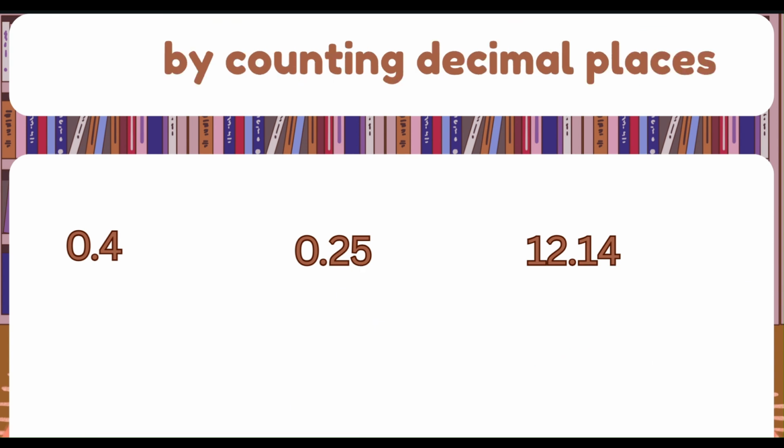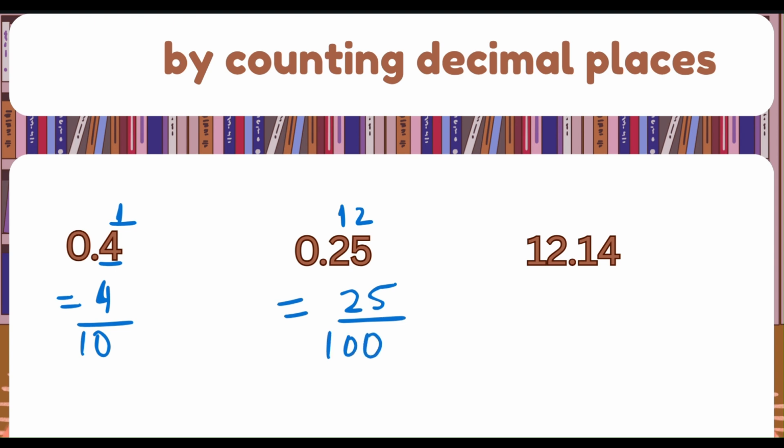Now let's solve it by counting the decimal places. So let's have a look at the first question, point 4. So you know that there is one decimal place over here. So what do we do? We write the number as it is and then we place a 1 and then put as many zeros as the number of decimal places in the question. Let's have a look at the second one. So we write the number as it is and then we count the decimal places we have. We have two decimal places. So after 1, we place two zeros.